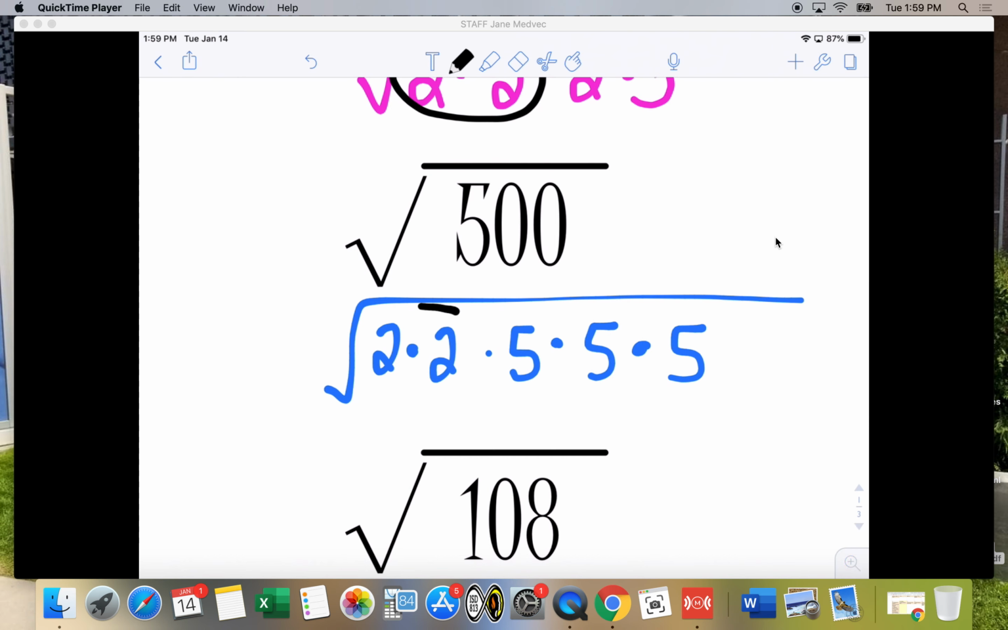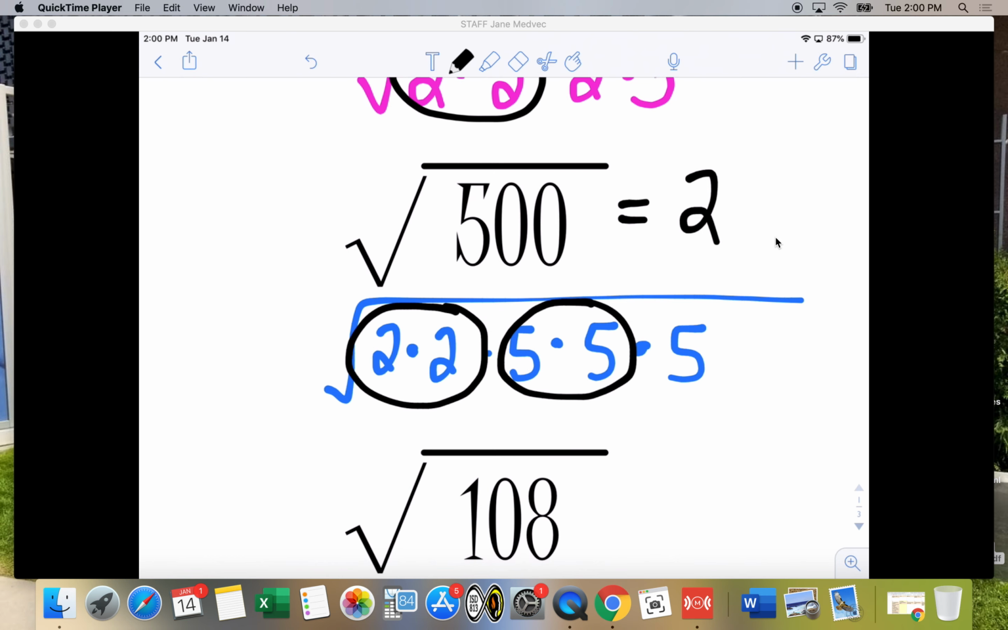So I'm going to circle a set of 2s, and as soon as I circle it, I'm going to write one of them down. As soon as I circle a pair, I'm only going to take one out because the square root of 4 is 2. Then I'm going to circle the 5s. So I'm going to go 2 times 5.